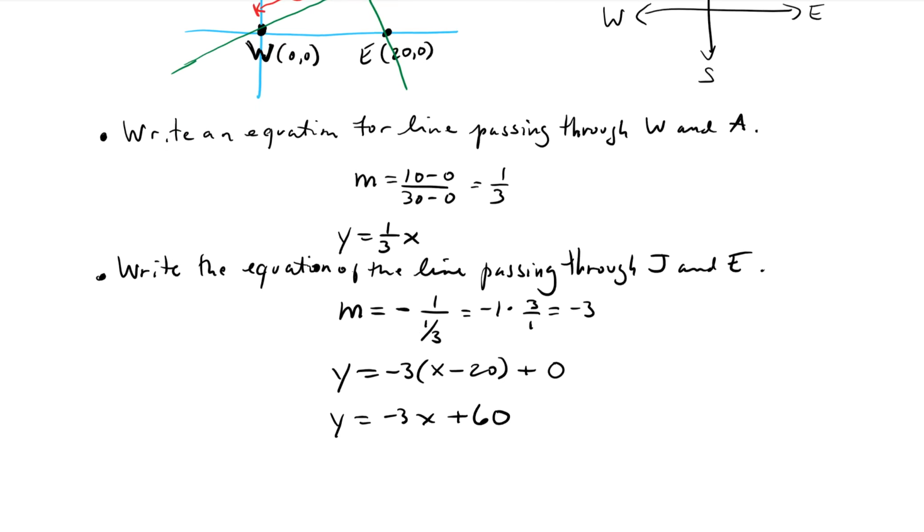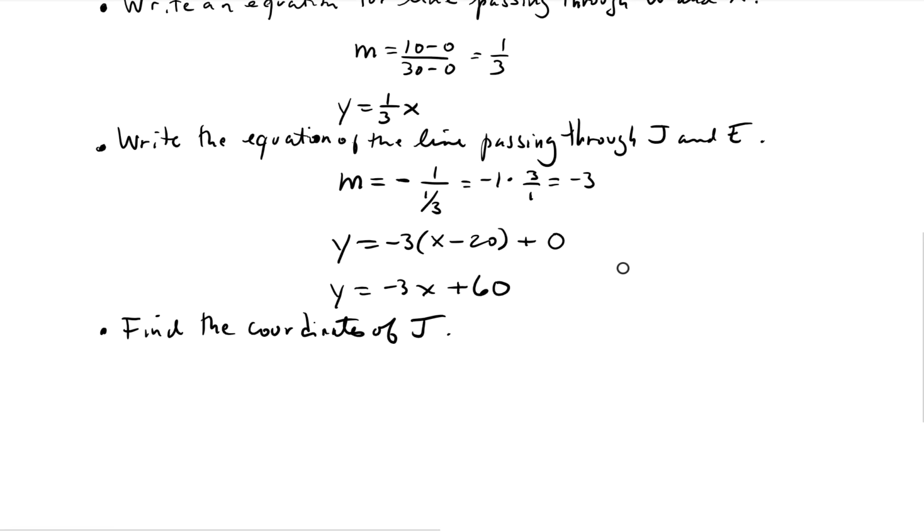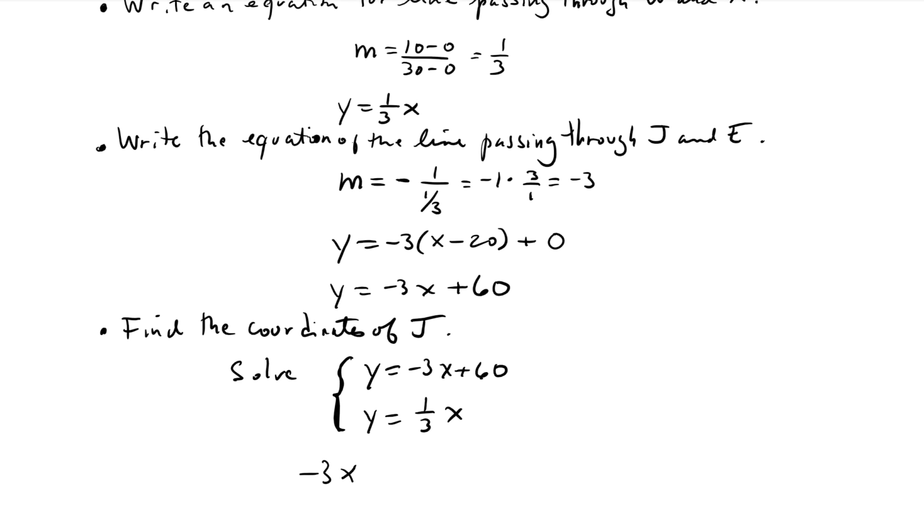Now that we have our two lines, probably we can find the intersection of those two lines. That's our next question. We'll find the coordinates of J. Okay, so here what we need to solve is we need to find a point that's part of both lines. So it needs to be part of the second line and the first line. Okay, so it needs to satisfy both equations. So it's a system of two equations, two unknowns. We can obviously just equate the right hand sides. So since the y's are the same, minus 3x plus 60 should be equal to 1/3 of x.